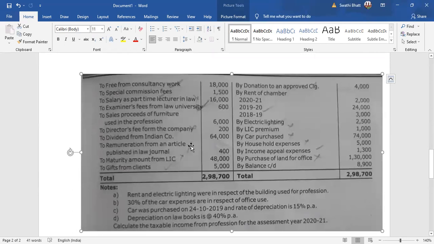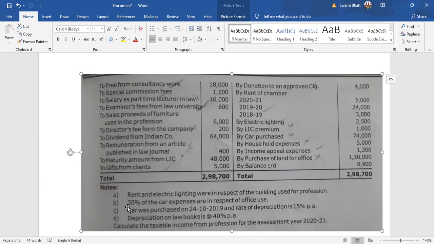If you look at point number B over here, 30% of the car expense is in respect of office use. Which means that only 30% he's using it for his profession purpose. By default, the remaining 70%, he is just using for personal use. Whatever you use for personal use, those expenses you cannot show over here. Any expenses which are personal in nature will not come under income from profession. Only those expenses related to the profession you will have to record.